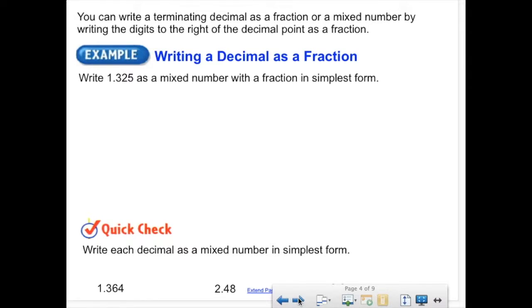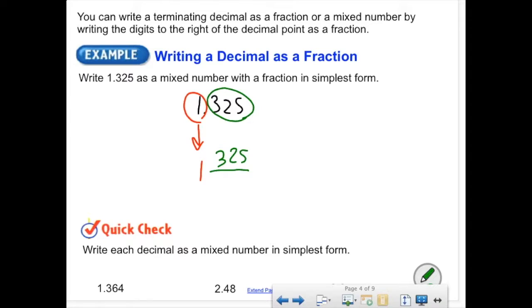Now, this goes back to what Therese said earlier about picking the place value to be your denominator. So Therese kind of talked a little bit about this type of problem. Okay, can I get somebody to read the top part? Bokar, go ahead. You can write a terminating decimal as a fraction or a mixed number by assigning the digits to the right of the decimal point as a fraction. Okay, so here's my number. This is the whole number part. This is the decimal portion. Do you see that part? That's my decimal right here between these two numbers.